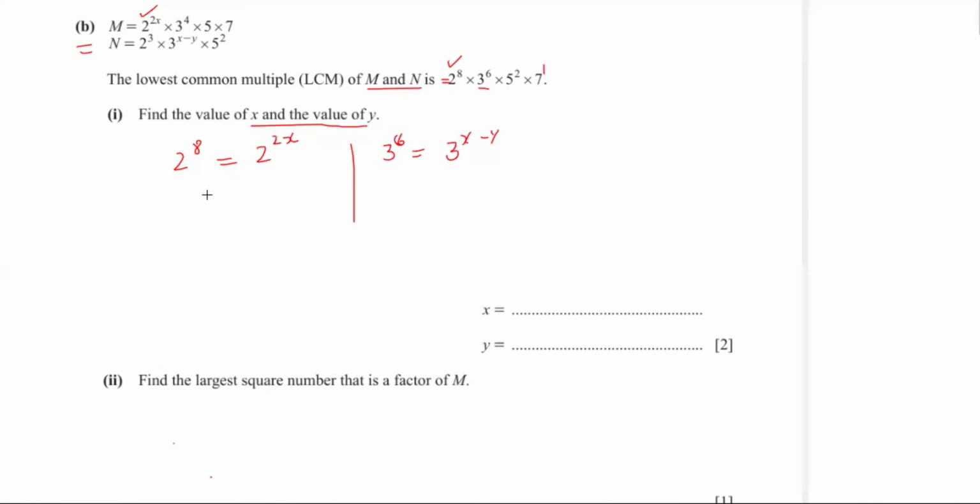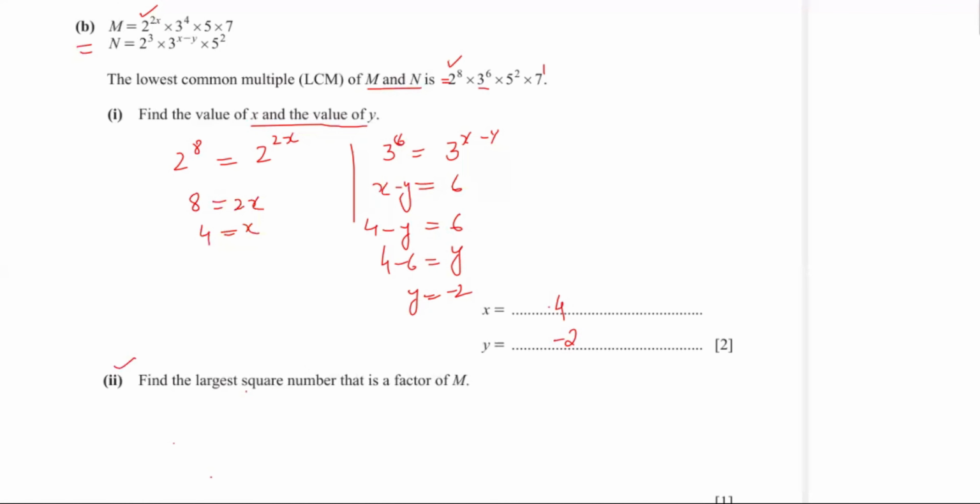Now we compare it, 8 will be equal to 2x and x will be equal to 8 over 2, which is 4. And same here, x minus y is equal to 6. Therefore, the x here is 4. Then y will be equal to 4 minus 6, and y equals minus 2. Now the value of x will be 4 and y equal to minus 2.